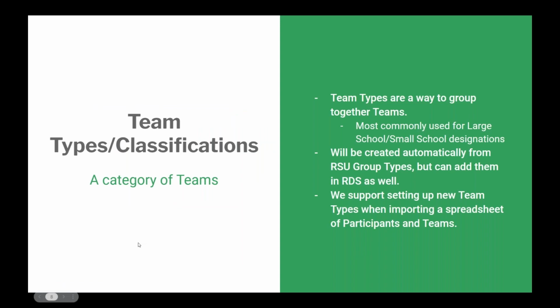So, team types and team classifications. A team type is a category of teams. It's a way to group teams together, most commonly used for a large school or small school. These will be created automatically from RunSignup group types, but you can add them in RaceDay scoring as well. And we do support setting up new team types when importing a spreadsheet of participants and teams.